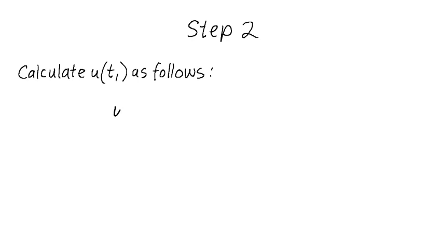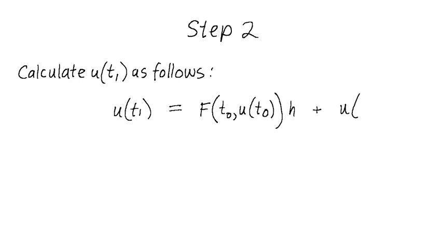Step 2 involves determining u at time t sub 1. We do so by evaluating the right-hand side of the given differential equation using the initial condition, then multiplying by h and adding the given value to u at time t0.